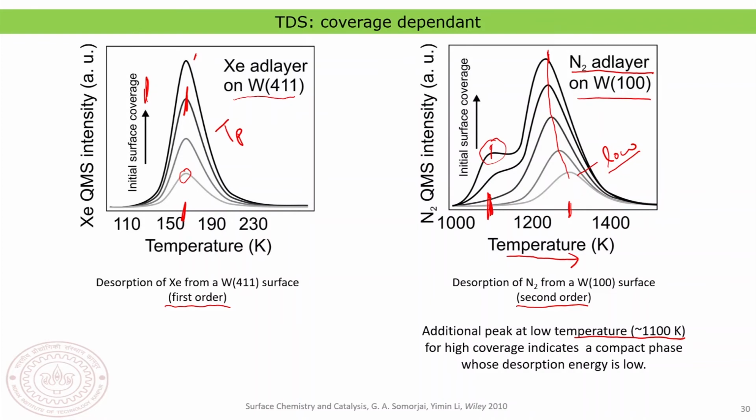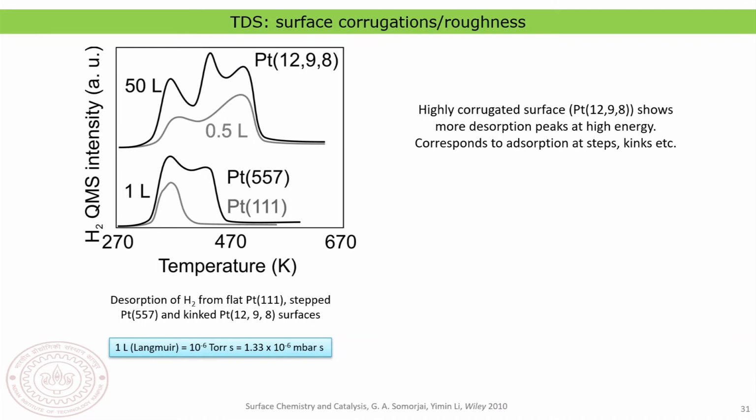We will see this in greater detail a little later using another technique. So there we will just discuss this even further. Now let me introduce to you another type of material. That is a hydrogen adlayer on a platinum surface.